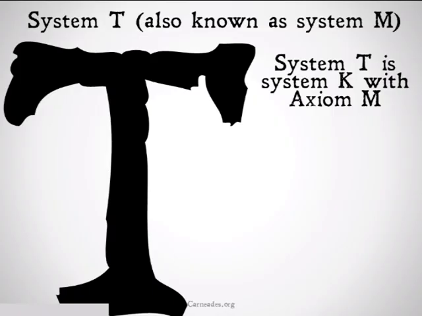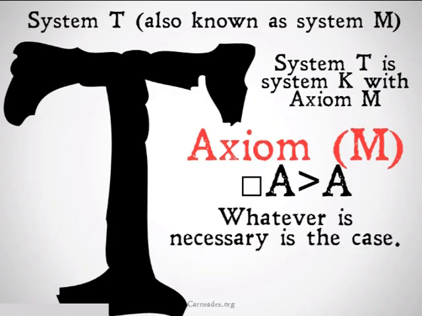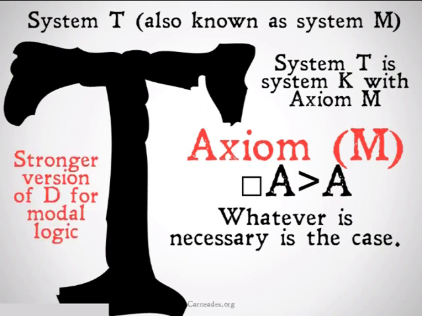System T is going to be System K with the addition of Axiom M. What is Axiom M? Axiom M is: it's necessary that A implies that A. Whatever's necessary is just going to be the case. This is a stronger version of D, and it's more commonly used with modal logic.